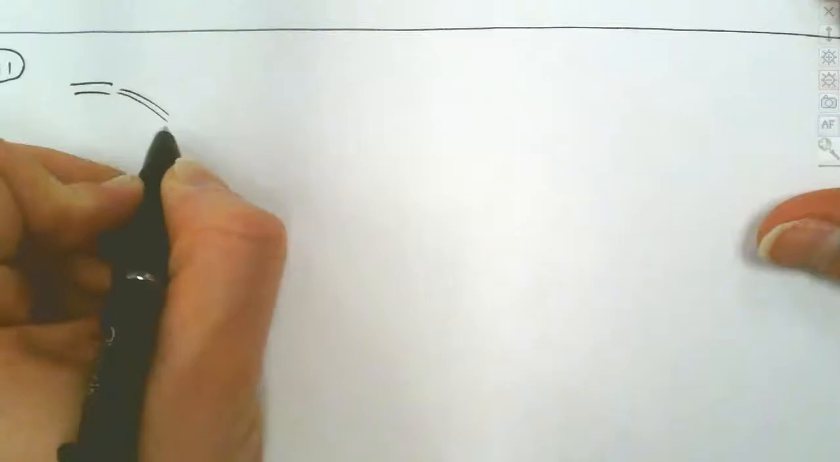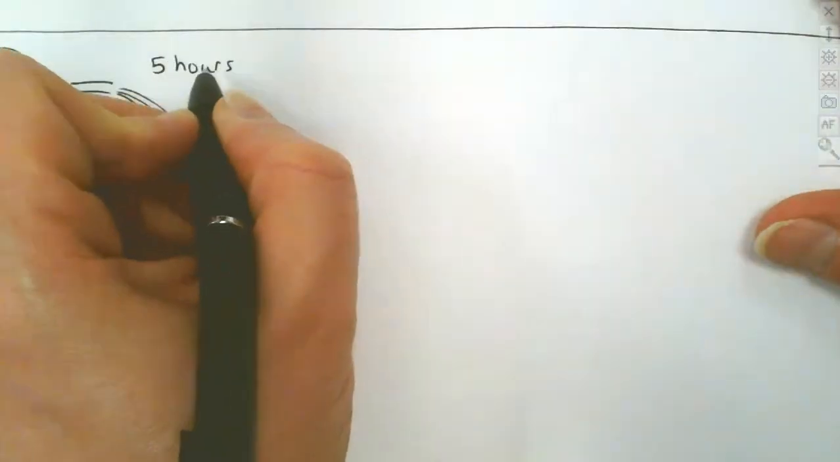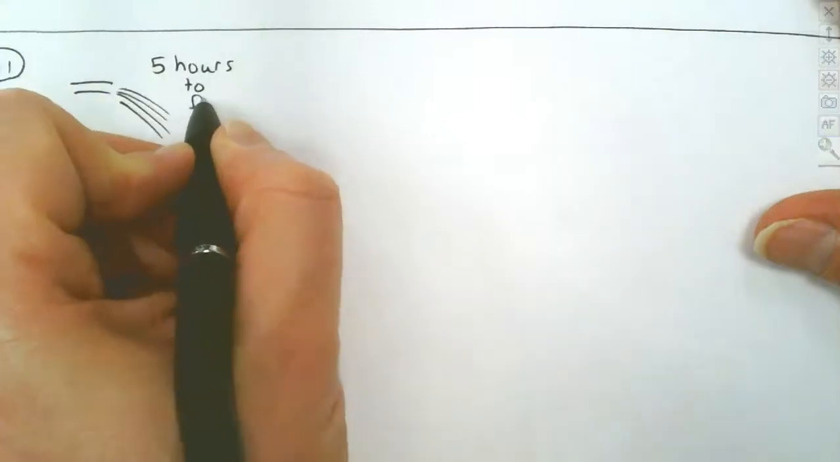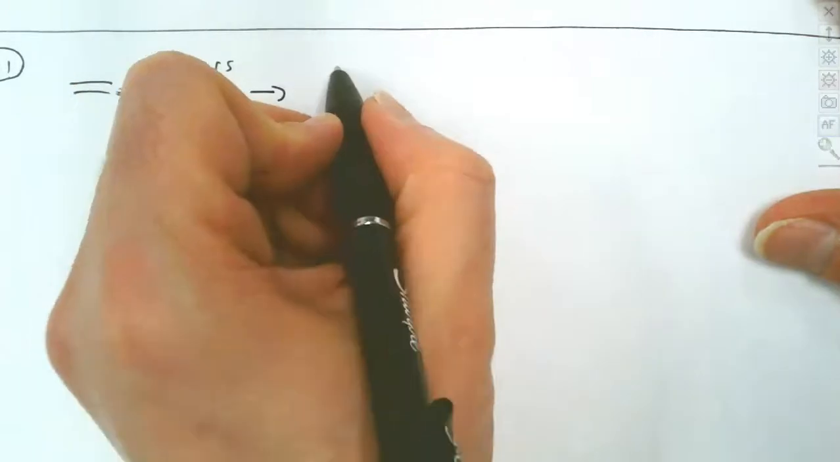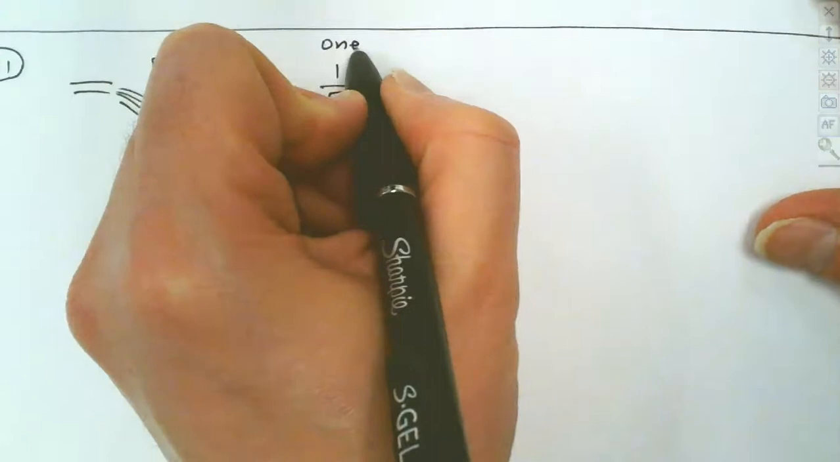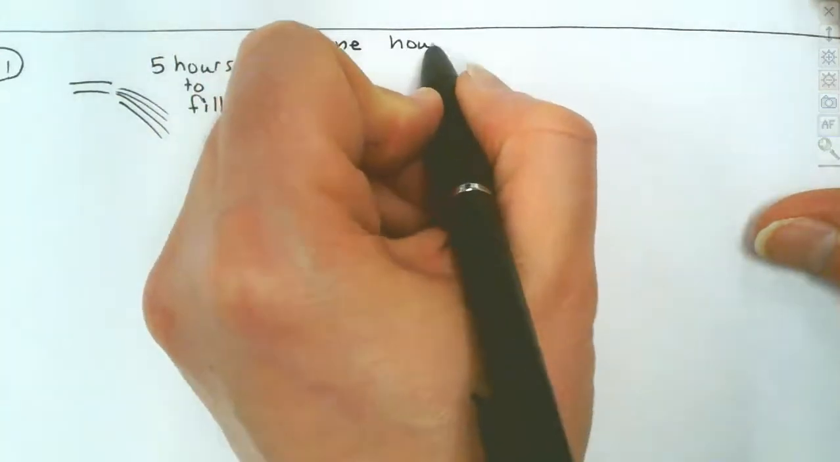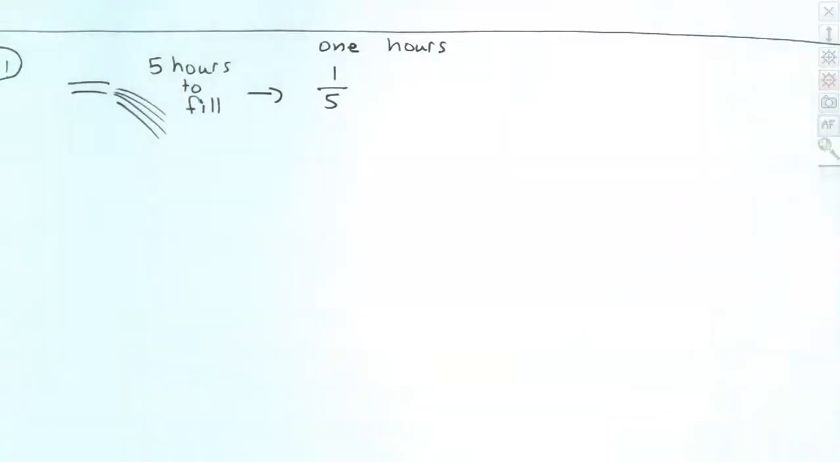So we've got water coming in. And how long does it take us to fill this pool? Well, it says it takes 5 hours to fill. So what does that mean? That means 1/5 is filled in 1 hour. You always make it back to 1 hour or 1 minute, whatever your unit of time is. In this case, it's hours. So in 1 hour, we'll do 1/5 of this pool.